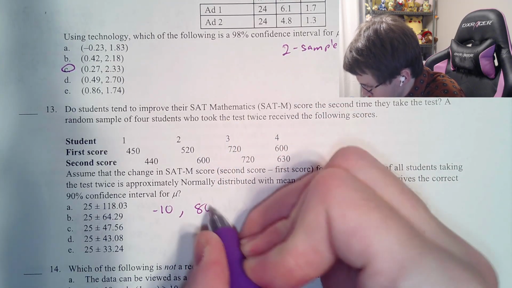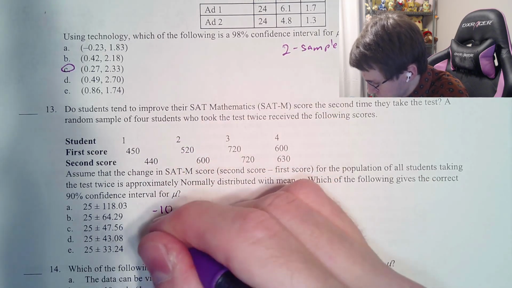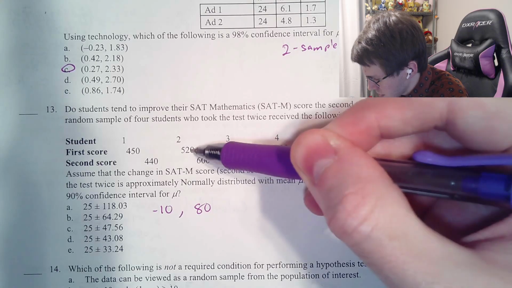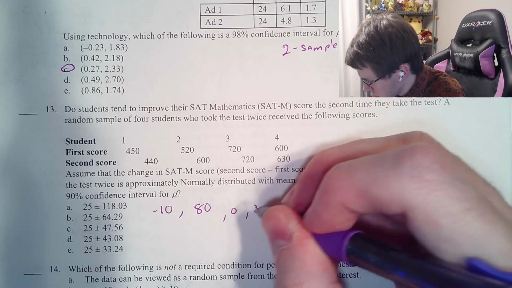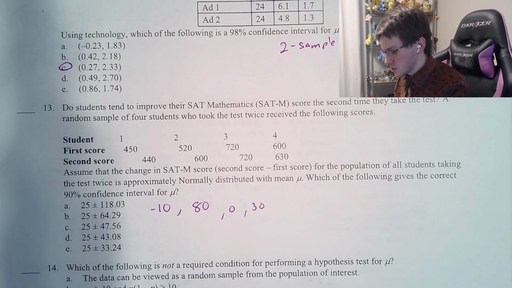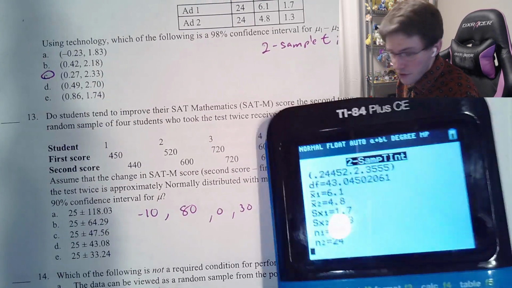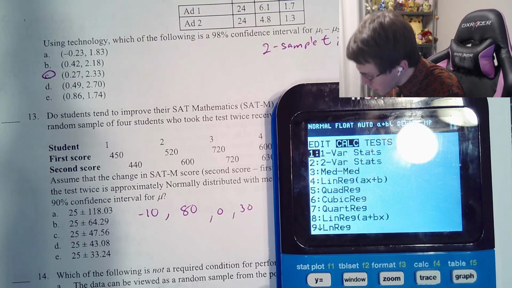The second minus the first. So 80. I'm doing this one minus this one, this one minus this one, this one minus this one, 0. This one minus this one, and 30. So we need to create our confidence interval for this situation, 90% in this case.